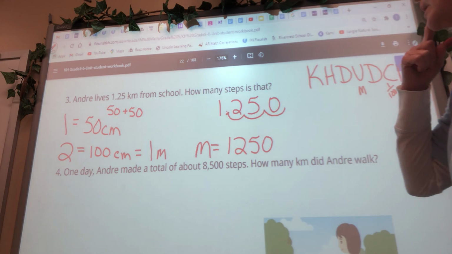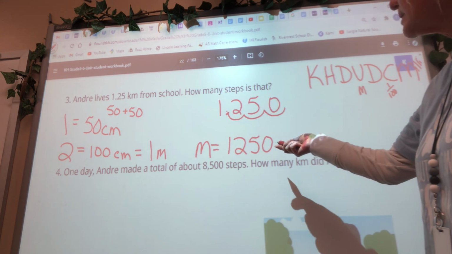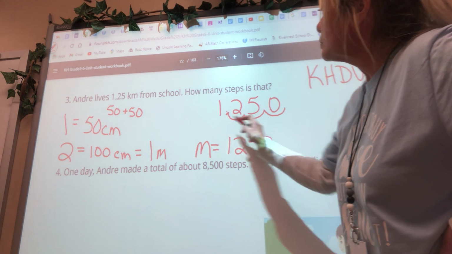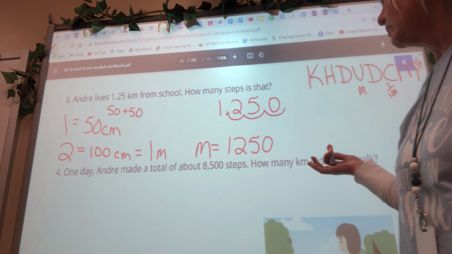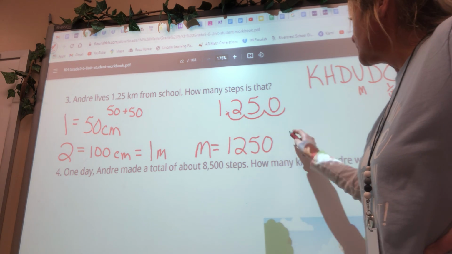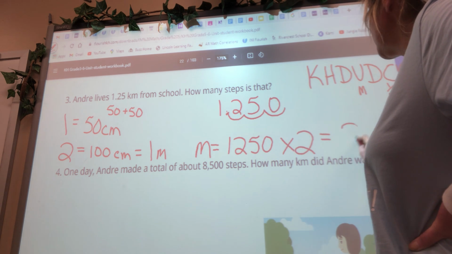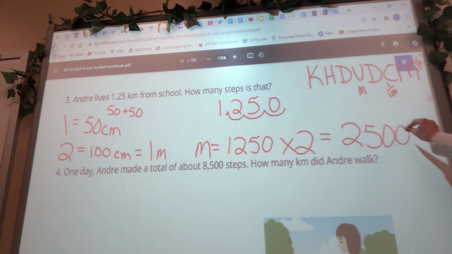Now, if we have that it's 1,250 meters, and that is 2 steps, because that's what we put in, 2 steps. So if we divide this by 2, what is that going to give us? Let's see. Would we divide that by 2? Would we multiply that by 2? Okay, let's see. This was kilometers from school altogether. Well, if we multiply, that's one step. So if we multiply that by 2, then he would be walking 2,500 steps.